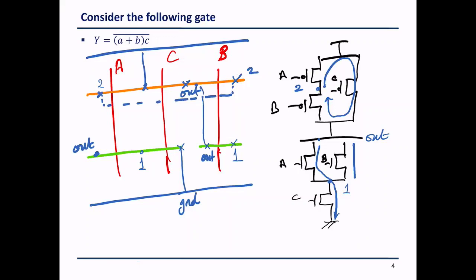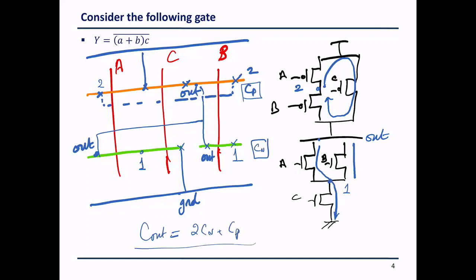But what does this tell me? What is the capacitance at node out? What is the capacitance at node out, if we consider this one has CN and this one has CP? 2CN plus CP. Exactly, 2CN plus CP.